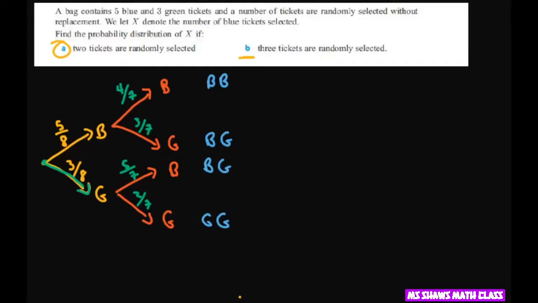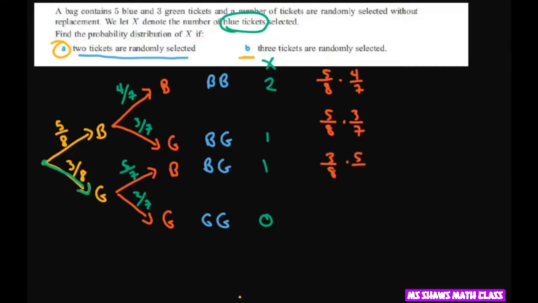If we want to select at random, we're going to do our X here, and for our X, we have 2 blue, 1 blue, and 0. We're always talking about blue here. To get all these probabilities, you just multiply the branches. So the next one would be 5/8 times 3/7. This would be 3/8 times 5/7. And this one would be 3/8 times 2/7.